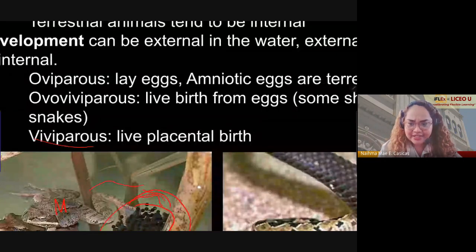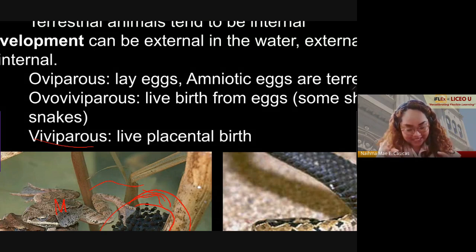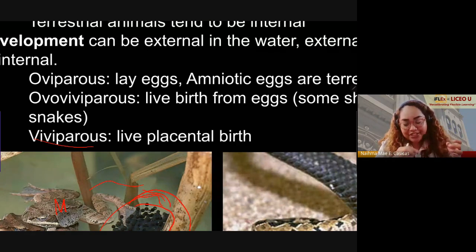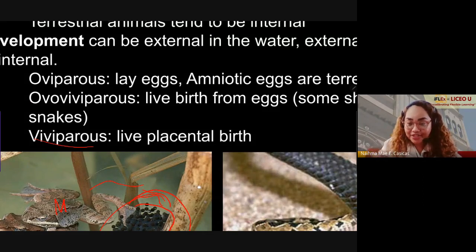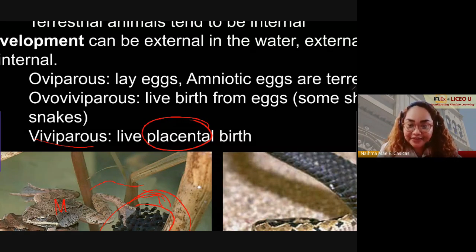Now, what is your placenta for? That is for the nutrition of the baby. That is where the blood from the mother will get filtered into the placenta, and then will be transported from the placenta to the baby. So, source of nutrition ni siya para sa bata. So, kung naay presence of placenta, then that is what you call as viviparous development.